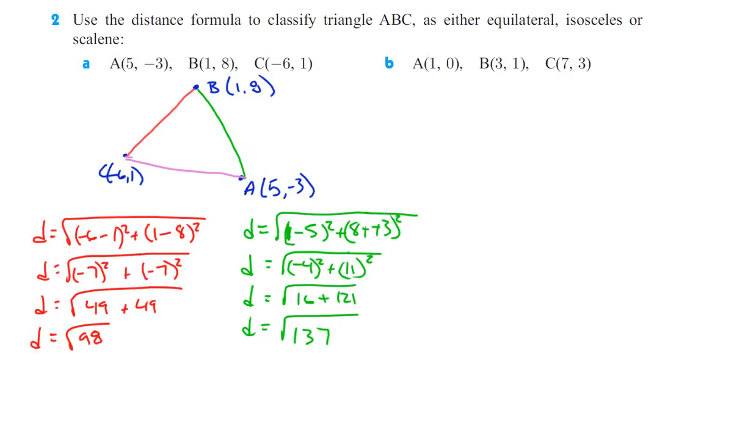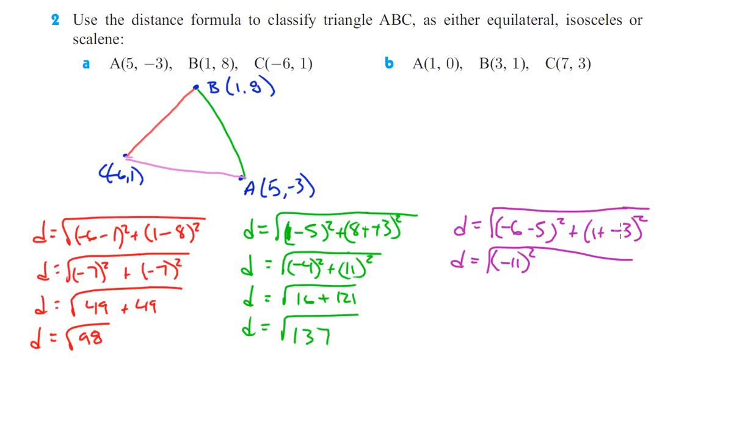Okay, and then let's do the last one here, the purple one. All right, so that's going to be distance equals, we'll go negative 6. It's this one here, so negative 6 minus 5 squared, and then plus 1 minus negative 3 squared. Okay, so that's going to be negative 11 squared. And then 1 minus negative 3 is 1 plus 3, so that's plus 4 squared. So the distance here is going to be 121 plus 16, which is exactly what we had here. So the distance is square root of 137.